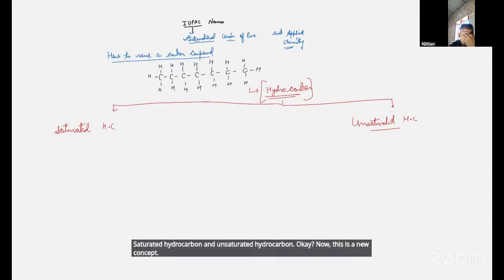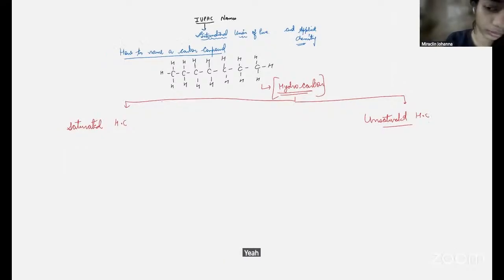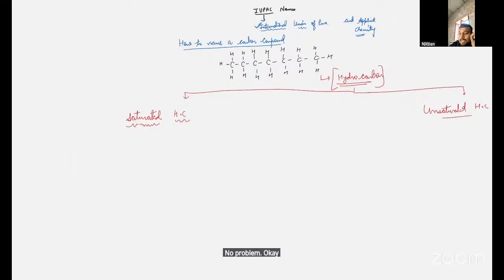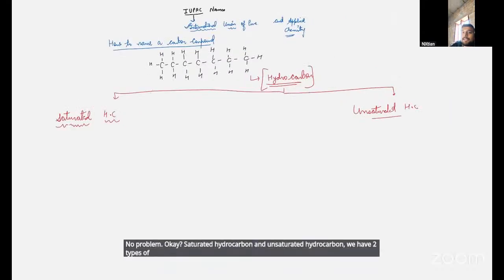Okay. Now, this is a new concept. I have a question like, what is saturated hydrocarbon? We will discuss it. No problem in it. Saturated hydrocarbon and unsaturated hydrocarbon. We have 2 types of hydrocarbons: saturated and unsaturated.